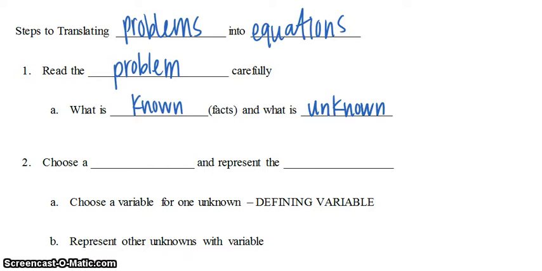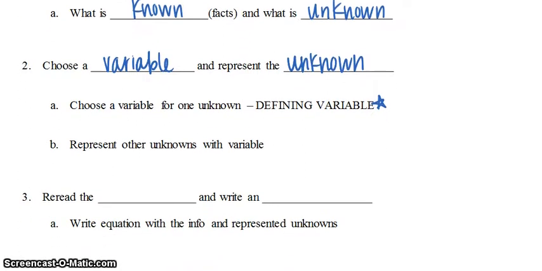Then we're going to choose a variable and represent the unknown. In this case, we're typically going to have one unknown, but you could have more unknowns, okay? So choose a variable for one unknown. You're defining the variable. It's very important that you let us know what you're using. If I'm using X to define boys, or B to define boys, whatever the case is, you need to let us know. Now represent other unknowns with variables when necessary.